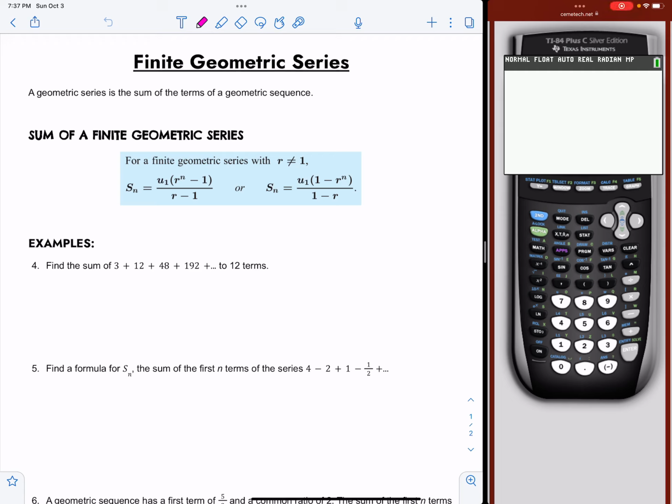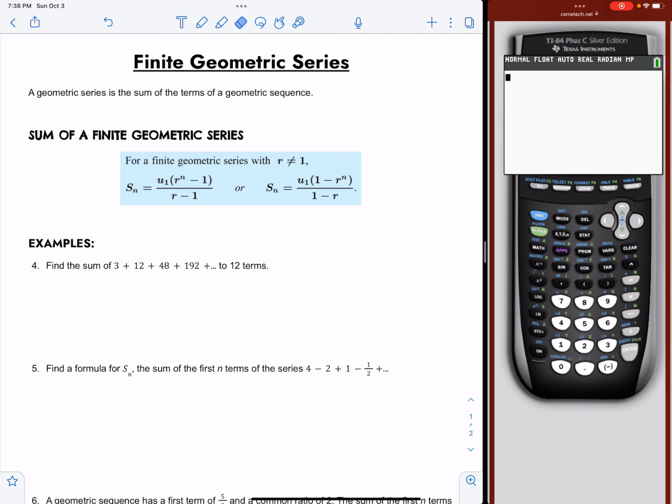Today we're going to talk about finite geometric series. A geometric series is the sum of the terms of a geometric sequence. In order to find the sum of a finite geometric series, we use the formula below. What you need to understand is the formula on the left is the exact same as the formula on the right, except your terms are rearranged, but they are the same. So let's look at some examples.